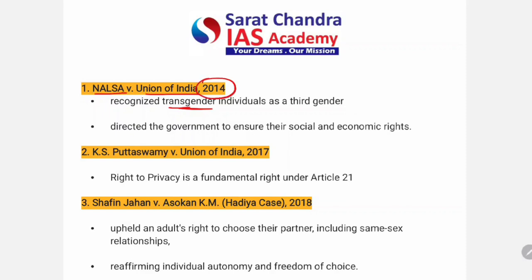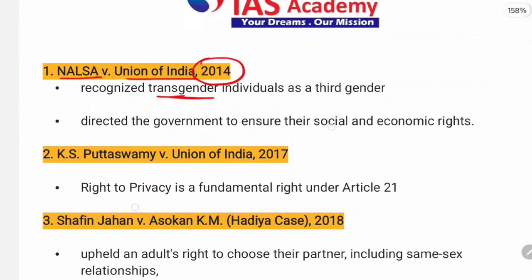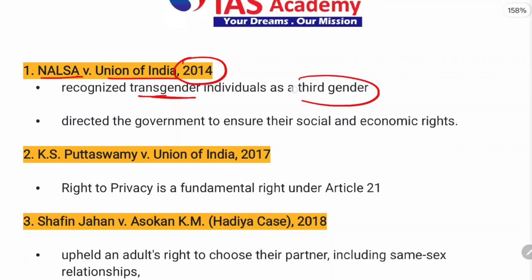In this case, Supreme Court recognized transgender individuals as the third gender. So this was the first point. The second point related to this judgment is that the Supreme Court also directed the central government and the state government to ensure their social and economic rights. So this was one of the significant judgments related to the rights of transgenders.